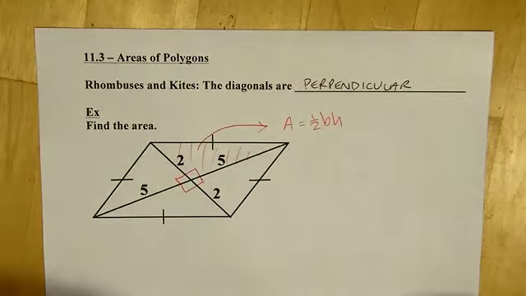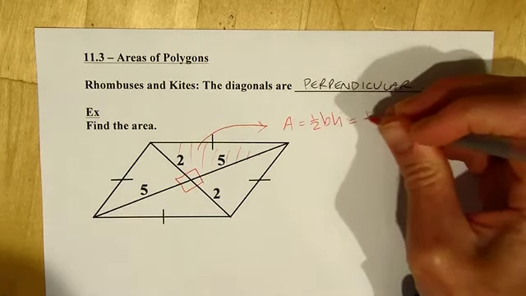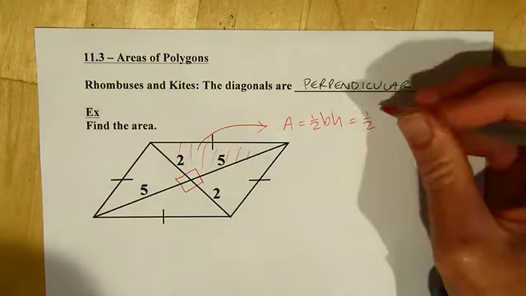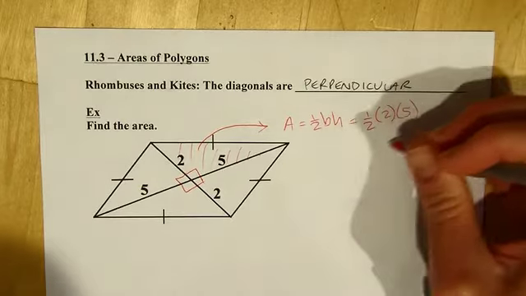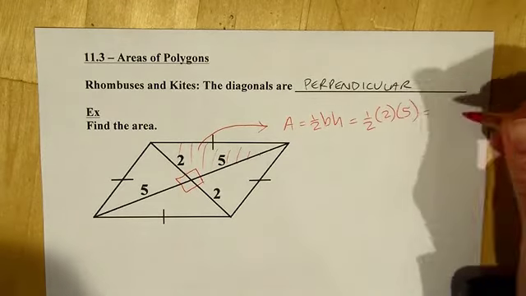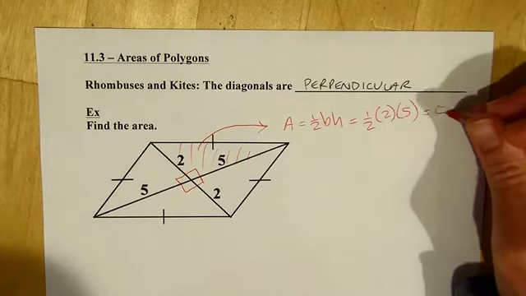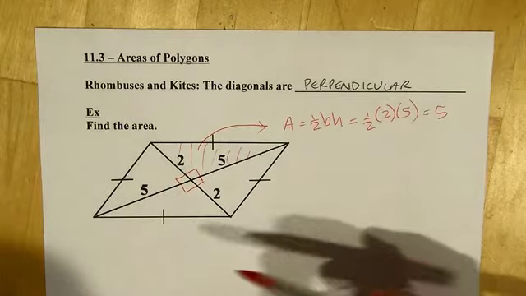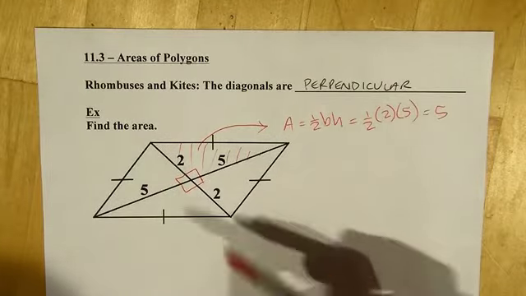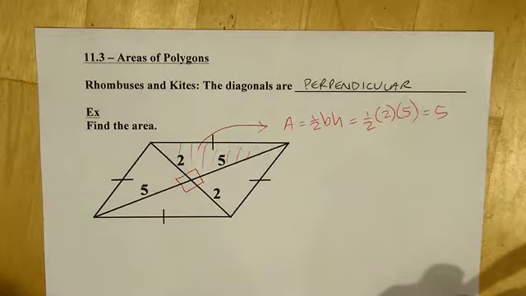with 1/2 base times height. So the base and height pair could be 2 and 5 because they're perpendicular. So this is half of 10, which is going to be 5. So one of those triangles has an area of 5 units, and there's four triangles just like that because they all have base and height pairs of 2 and 5.